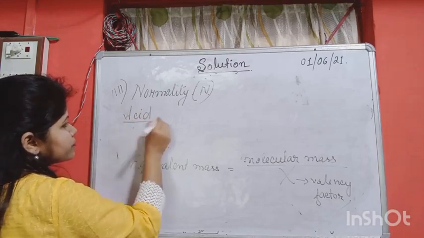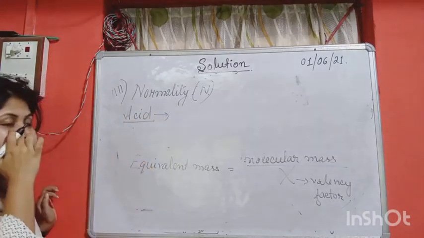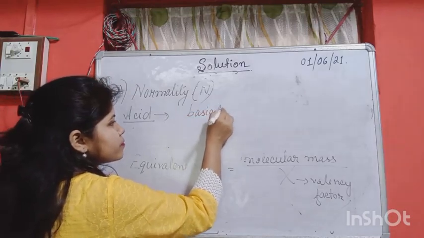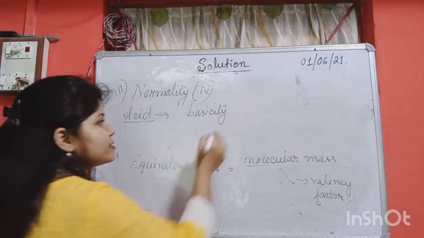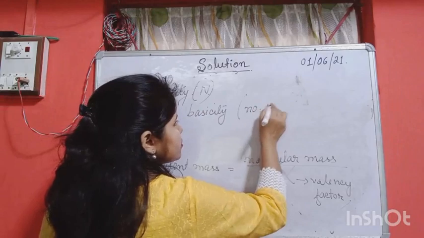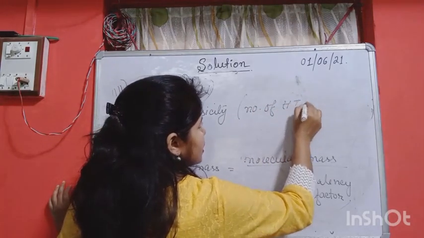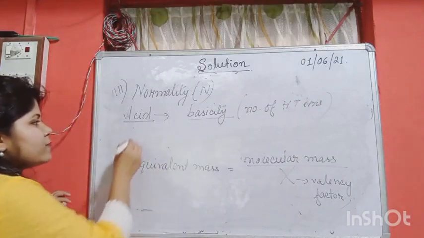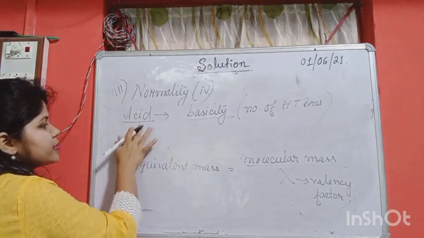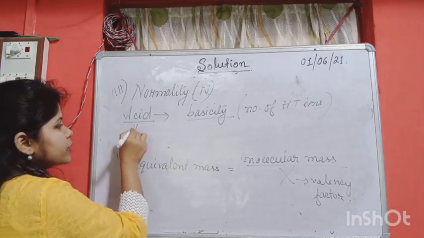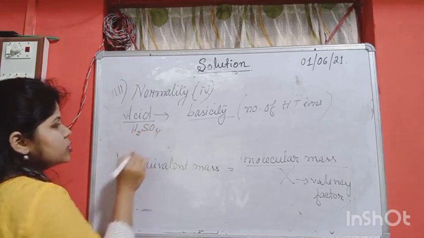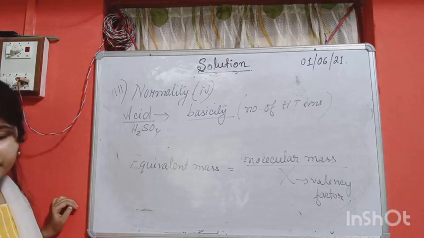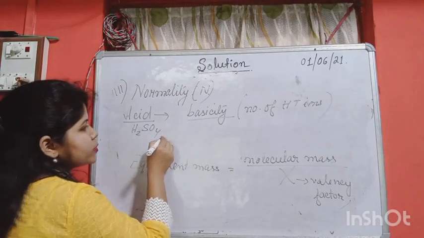So for an acid, the valency factor will depend on the basicity. That means the number of H plus ions. Yes or no? Suppose I am considering an example as H2SO4, sulfuric acid. When we break it down, how many H plus ions will be there? It will be 2.